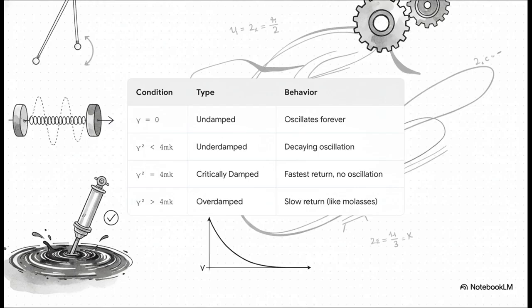If the damping is really heavy, it's overdamped. The mass just slowly oozes back to its resting spot, almost like it's moving through molasses. But right in that sweet spot between them is critical damping. This is the fastest way to get back to equilibrium without overshooting. It's exactly what you want in a car's shock absorber.